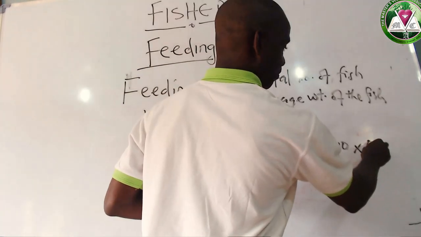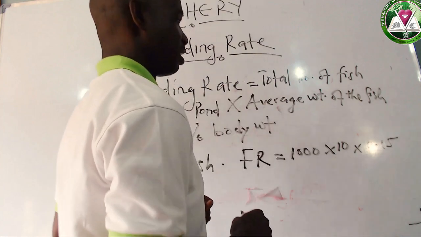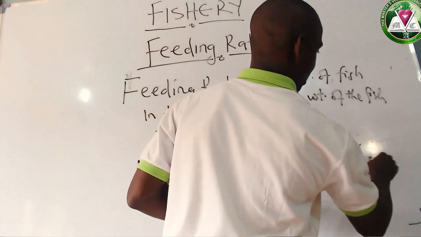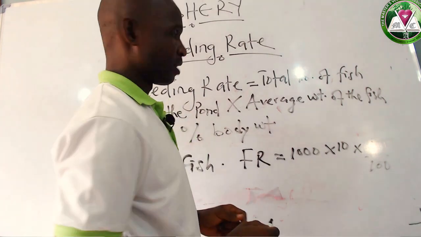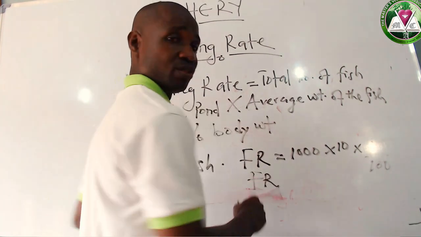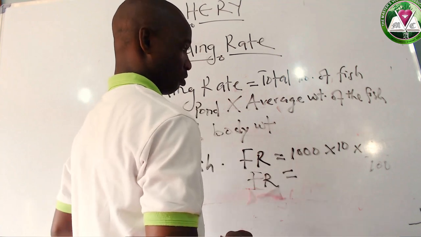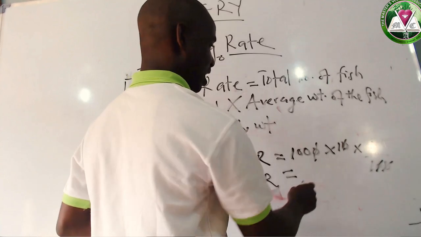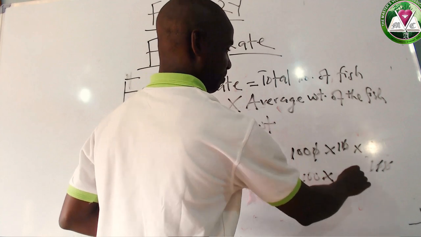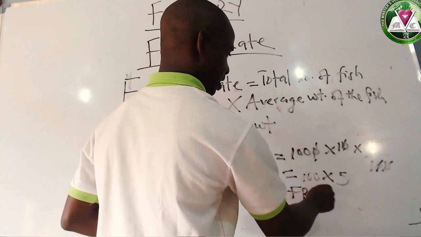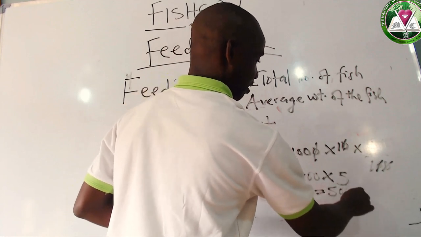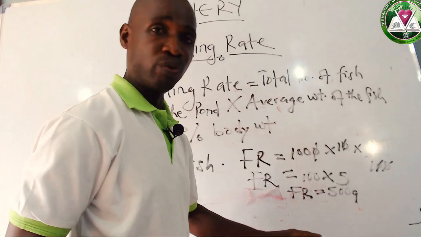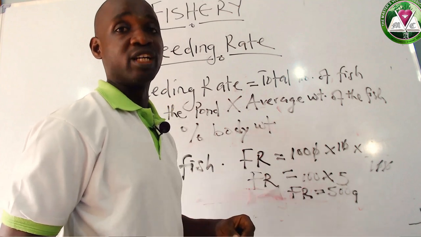If you write it in decimal, it will give us 0.05. Or we can still say 5 over 100, 5%. So FR, your feeding rate, is equal to, 0 goes to 0, 0 goes to 0, so we are left with 100 times 5. Our feeding rate is equal to 500 gram. Feeding rate in gram is 500, but you will have to convert it to kilogram.